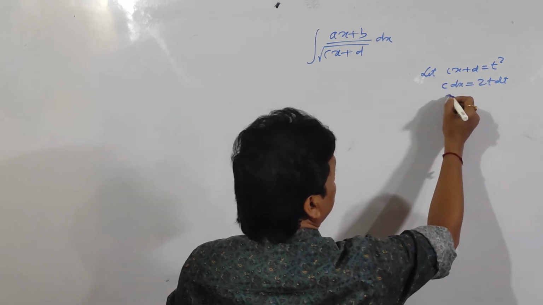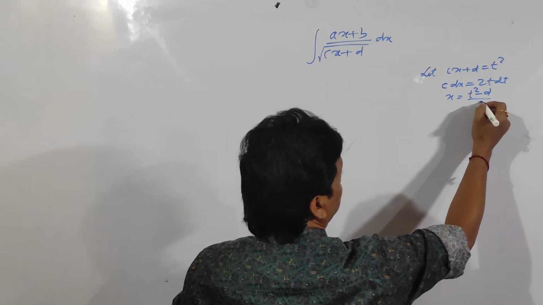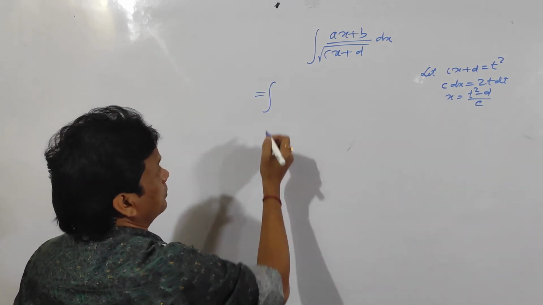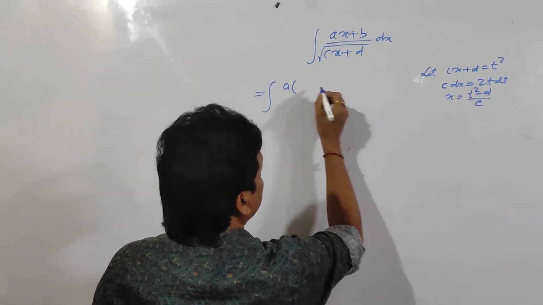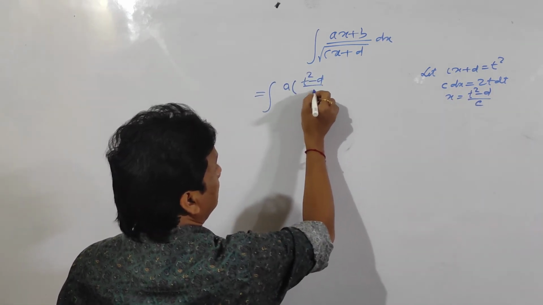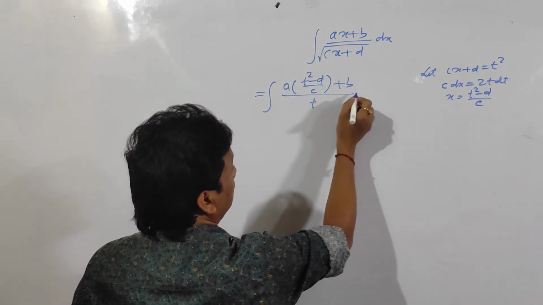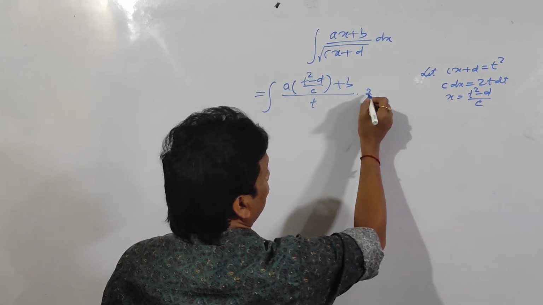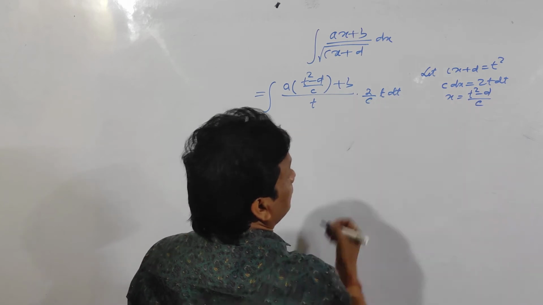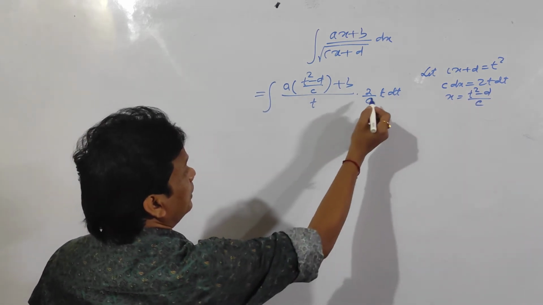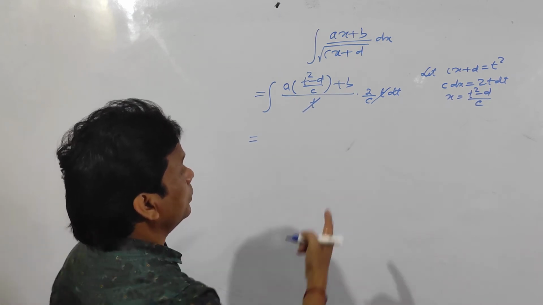Here and here, what is x? T square minus d by c. T square minus d by c. So it is equal to integration of a, and what is x? T square minus d by c, plus b, divided by root over of t square, which is t, and dx is 2 by c t dt. Clear? And here dt cancels out. So take 2 by c outside.